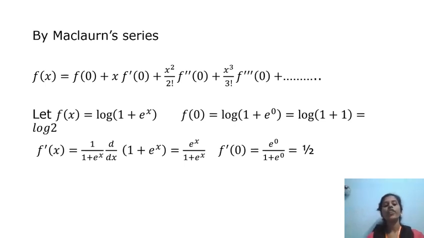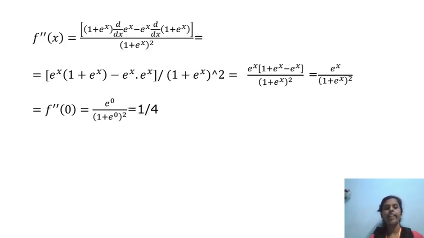Here f dash of x is in the u by v form. So next we have to do differentiation by using the u by v method. The formula is d by dx of u by v equals v d by dx of u minus u d by dx of v, by v square. We have to again differentiate f dash of x. We get f double dash of x. f double dash of x equals 1 plus e power x d by dx of e power x minus e power x into d by dx of 1 plus e power x, whole divided by 1 plus e power x whole square, where u equals e power x and v equals 1 plus e power x.